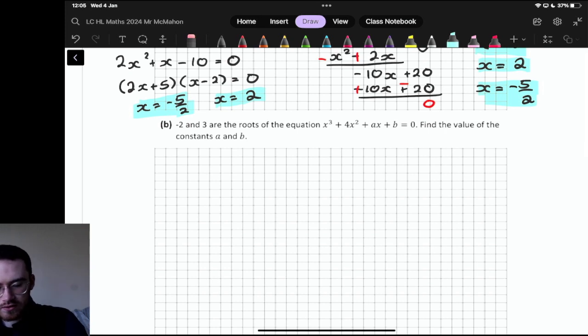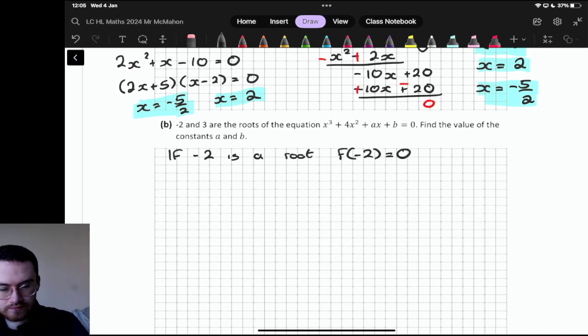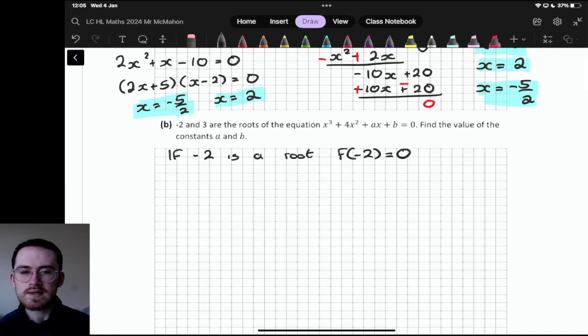So if minus 2 is a root, then f of minus 2 is equal to 0. Okay, that's not anything new. That is what we did in the previous question. That was how we found out that 2 was a root. We subbed in, we got that the answer was 0, and we were happy that 2 was a root. We're going to use a similar thing here.